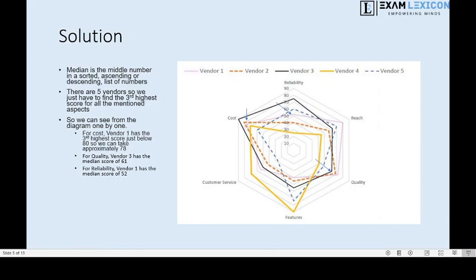For reliability, vendor 1 has a median score of 52. This was also given to us in the question. And last, for customer service, vendor 3 has the third highest score of 50. As you can see, it's exactly on the 50 mark. So we can easily conclude that customer service has the lowest median score out of these given aspects. Hence, our answer is D.